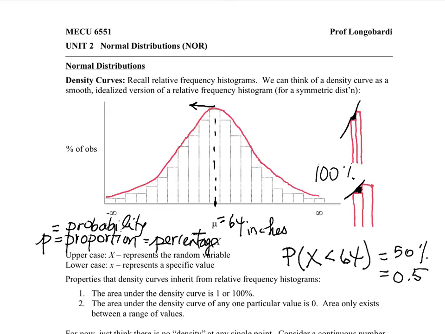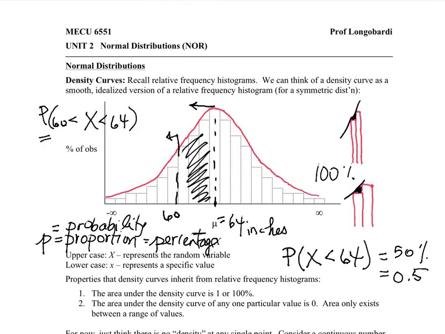Another question I can ask is to find the proportion of observations between two bars. So let's say I wanted you to go between 64 and, say this was 60. What are the proportion of observations in these bars or under the curve, the density curve? I would write that as the P, that X is between 60 and 64, and we'd have to find it out. So we could answer that question.